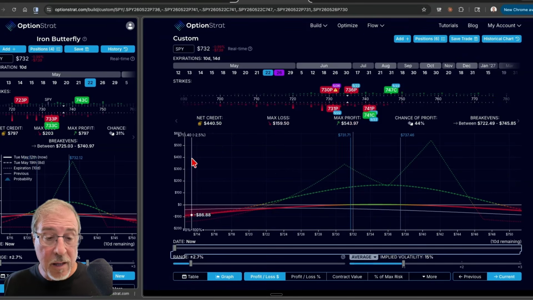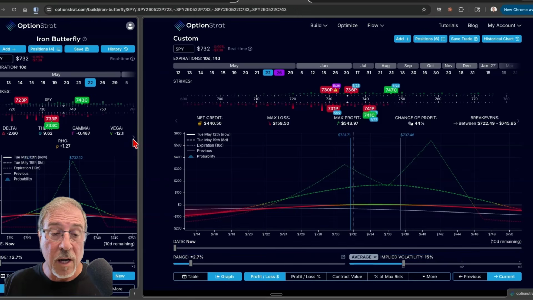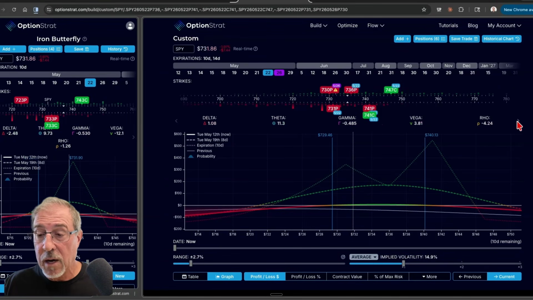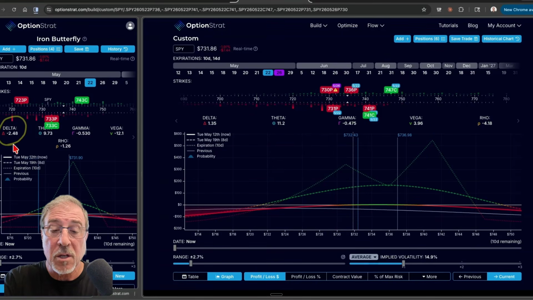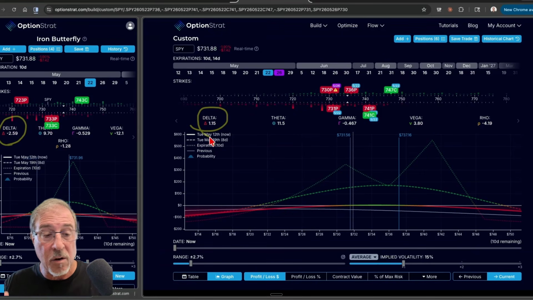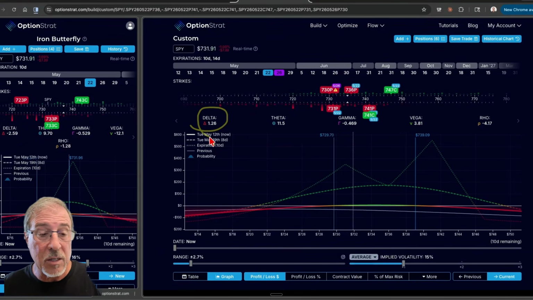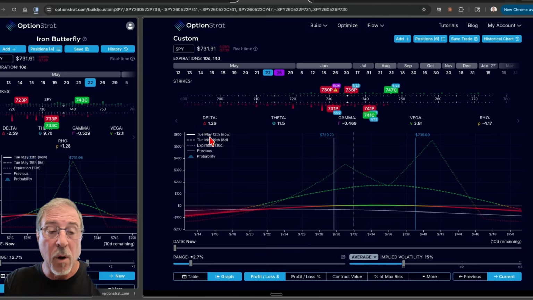Now, I want to look at the next aspect of these trades, which is the Greeks. So let's just take a look at our Greeks on here, and we're going to see some interesting things. First of all, we're largely delta neutral in both of these. I don't consider being slightly negative or slightly positive delta a big thing one way or the other.